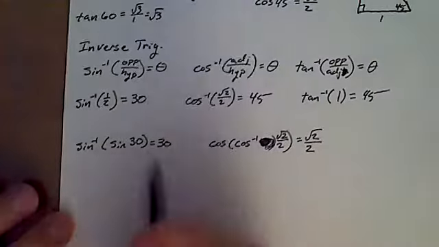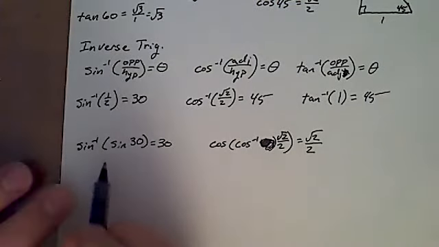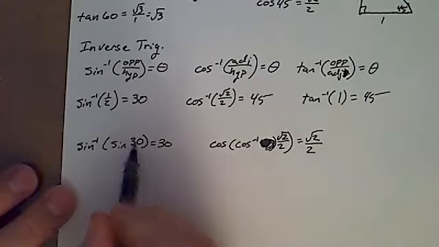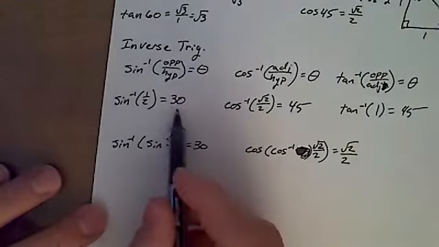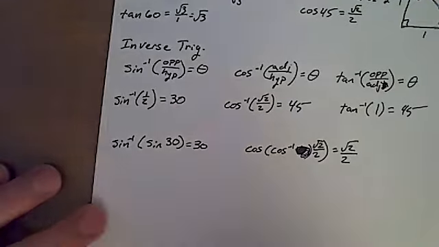So all I'm showing here is, again, that they are undoing each other, right? The sine of 30 gets you 1/2. And then the sine inverse of 1/2 gets you back to 30.